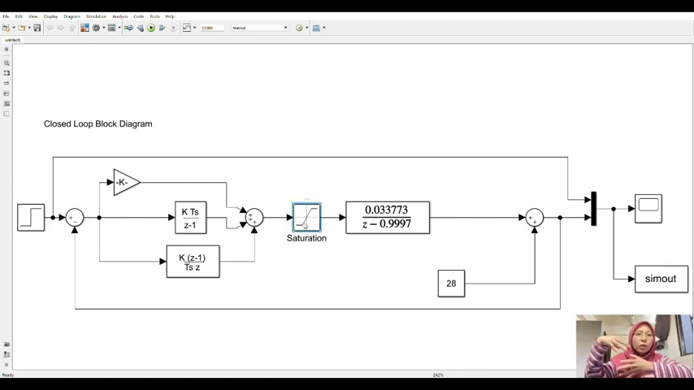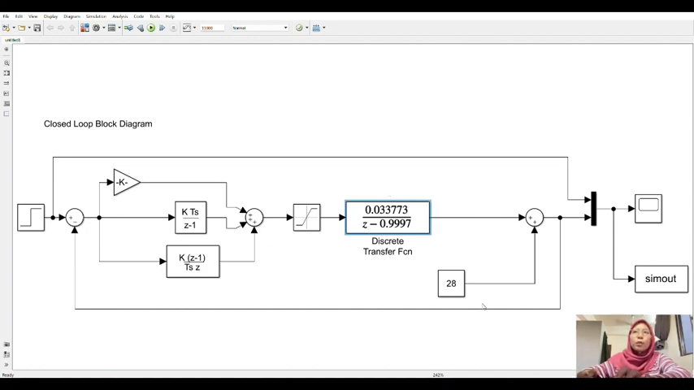As we know, the saturation, we get the input signal, which is 20 milliampere. So that is our upper limit, and the lower limit we put as 0. After that, this is the transfer function given, and the transfer function is in discrete form, in Z transform. So that is 0.033773 over Z minus 0.9997, and our initial temperature is 28.